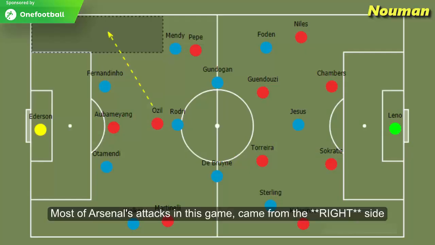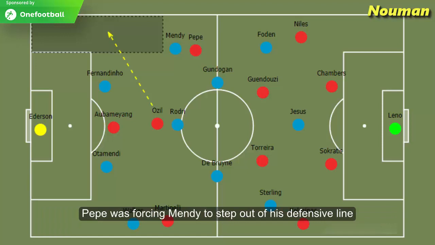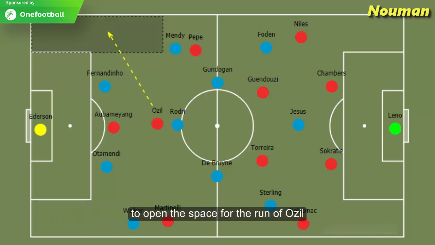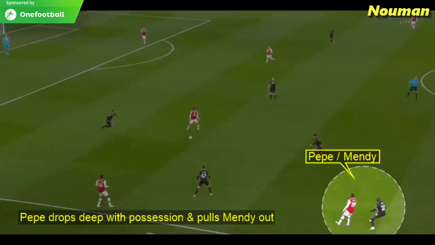Most of Arsenal's attacks in this game came from the left side, where Nicolas Pepe was time and time again dropping deep to pull Mendy out of his position. Pepe was forcing Mendy to step out of his defensive line to open the space for the one of Ozil. Ozil, who was playing at the number 10 position, would often exploit the spaces whenever Mendy stepped out to cover Nicolas Pepe. Pepe drops deep with possession and he pulls Mendy out of his position.